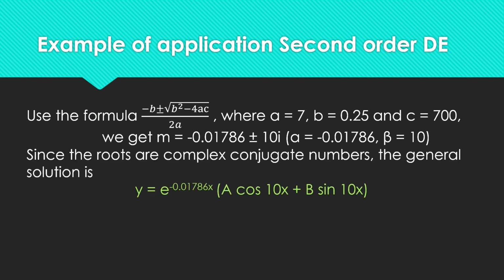Since the roots obtained here are complex conjugate numbers, we can conclude that the general solution y is equal to e to the power of negative 0.01786x multiplied by a cos 10x plus b sin 10x.